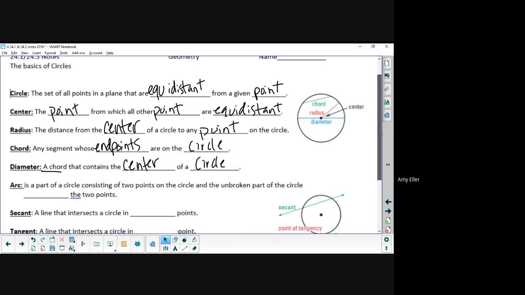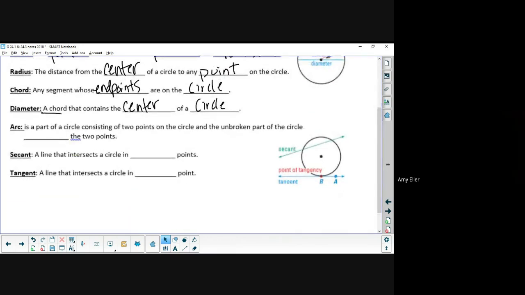Next, arc. An arc is a part of the circle consisting of 2 points on the circle and the unbroken part of the circle between the 2 points. If I have a circle and I pick these 2 points, this is the arc. It's the outside of the circle between those points. You could draw that if you want. We'll deal with arcs later.